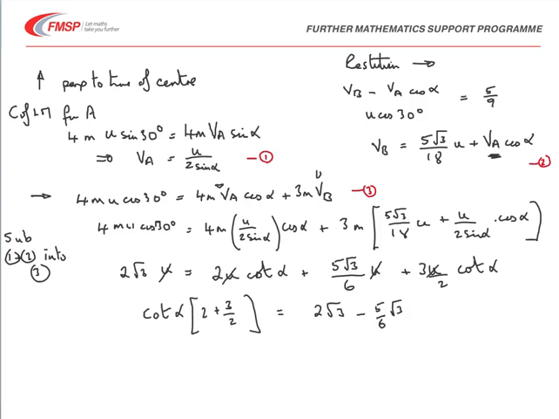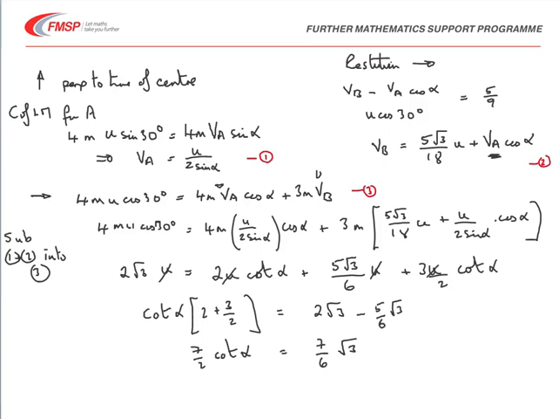So a little bit of fraction work going on here. The cot alpha times 2 plus 3 over 2, that's the same as 7 over 2, so this is 7 over 2 cot alpha. And then on the right hand side of the equation, we've got obviously multiplied by root 3, so we've got 2 minus 5 over 6. Well, 2 is 12 over 6, so 12 over 6 minus 5 over 6 is 7 over 6 multiplied by root 3. So we're finally getting to something that we can start to recognize.